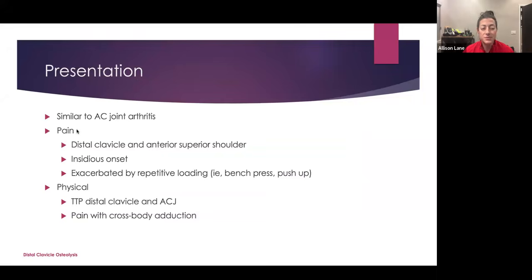So it's going to be similar. It's going to present pretty similarly to AC joint osteoarthritis. They'll have pain at that anterior superior shoulder, but this one will be a little bit more insidious onset. And they'll notice it quite a bit, especially in lifters with bench press and push-ups, but also exacerbated with just in general repetitive loading. So they'll have that tenderness to that area and then crossbody as it would with AC joint osteoarthritis or injury.